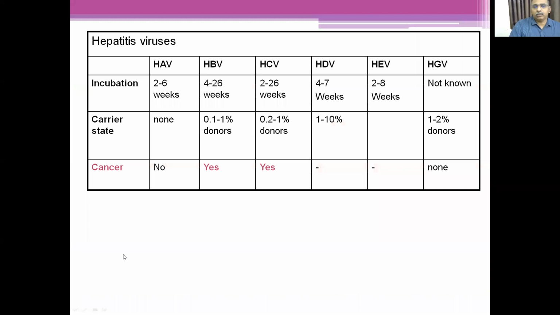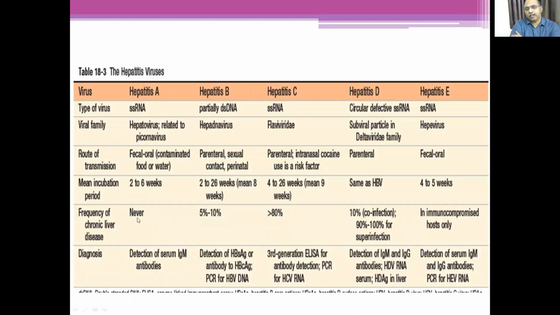The diagnosis of hepatitis A is by IgM antibody testing. Hepatitis B is by hepatitis B surface antigen or antibody to hepatitis core antigen, HBc, or PCR. Hepatitis C is by third generation antibody detection or PCR for HCV RNA. Hepatitis D is by IgM and IgG antibodies, HDV RNA in serum, and HDV antigen in the liver. Hepatitis E is by IgM and IgG antibodies or PCR. Okay, these are the diagnostic tests.